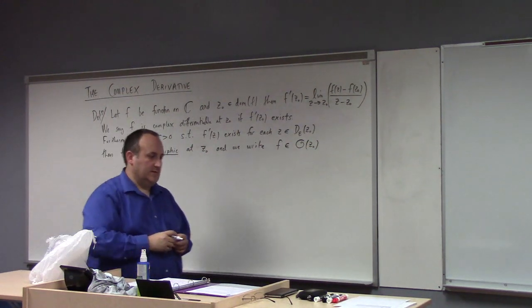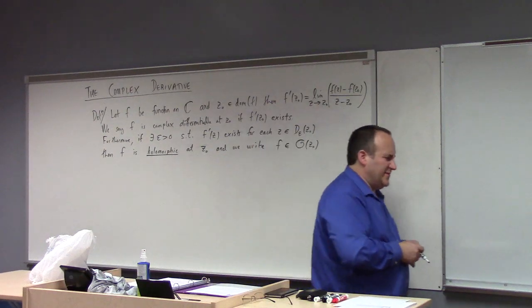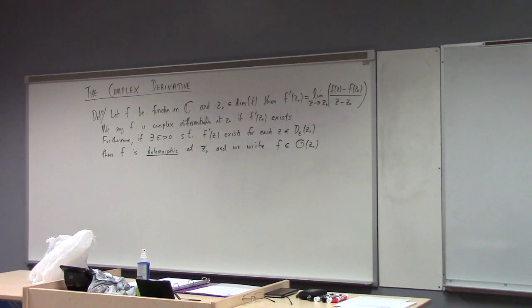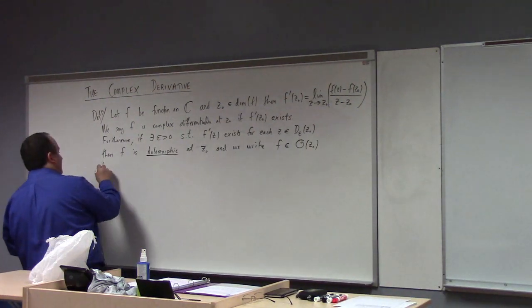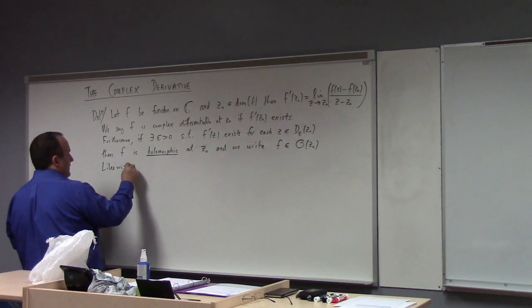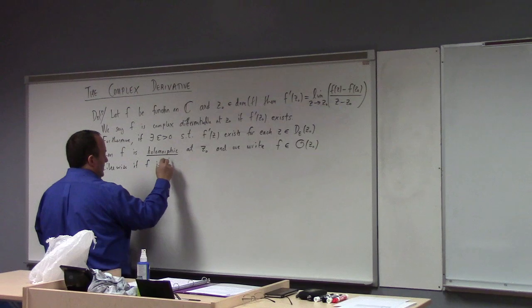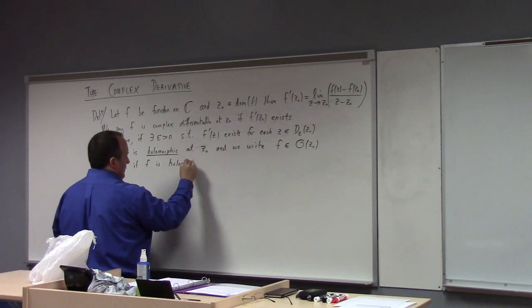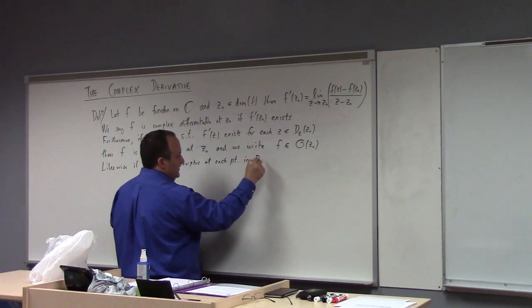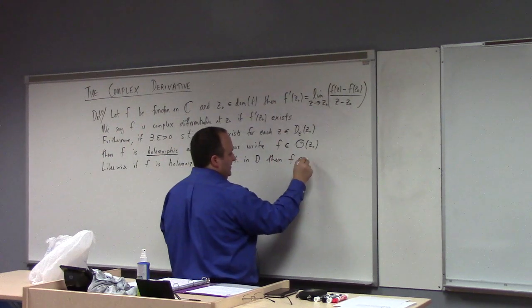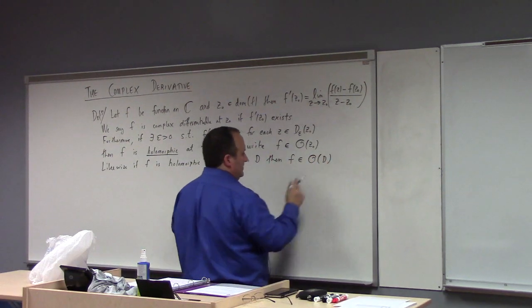All right, what I mean by that is that the function is complex differentiable not just at the point, but also in points nearby the point. It's possible for a complex function to be complex differentiable at a point, but yet not holomorphic. All right. Likewise, if f is holomorphic at each point in D, then f is an element of the holomorphic functions on D.